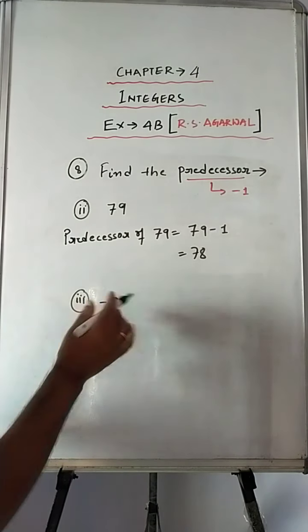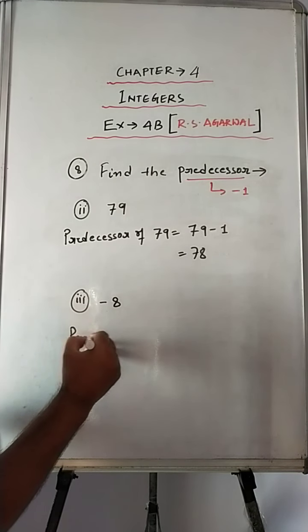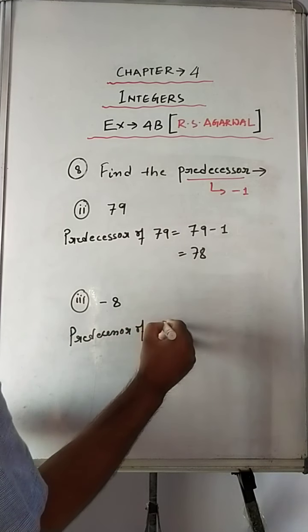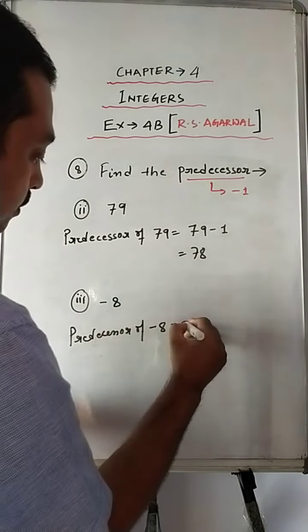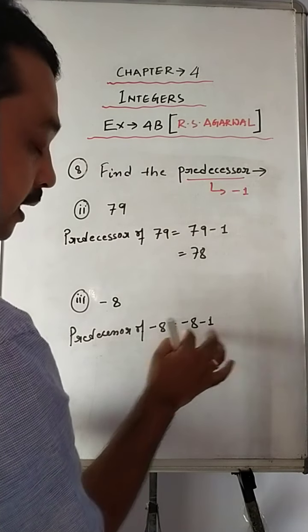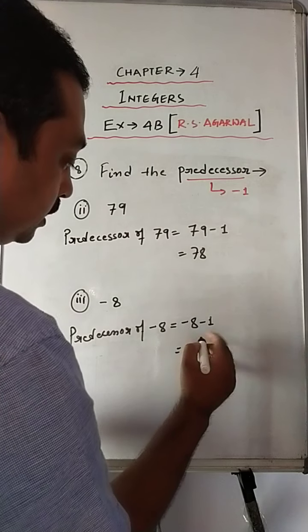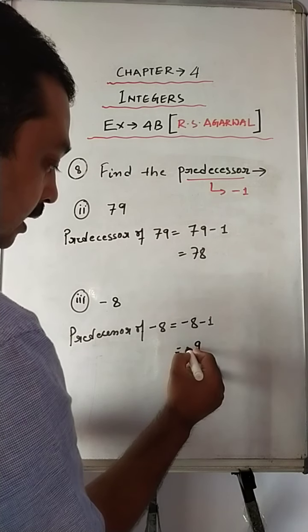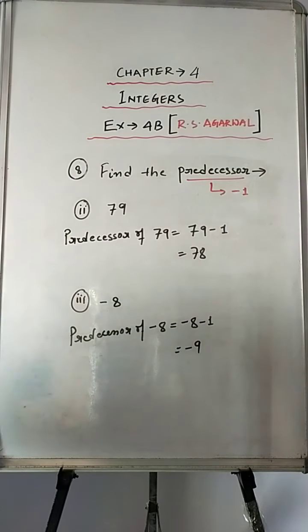And predecessor of this one? Predecessor of minus 8 would be what? Minus 8, again minus 1. So minus minus, plus 8 plus 1 is 9. Which number is greater? 8. It is having a minus sign, so we have to put minus 8.